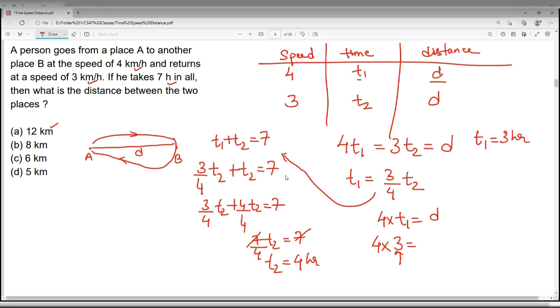That is equal to 4 times 3, which is 12. You can even find out this way: 3t2 is equal to d. t2 is 4. 3 into 4 is equal to d. That is 12. d is equal to 12. And here also d is equal to 12. So the answer is A.